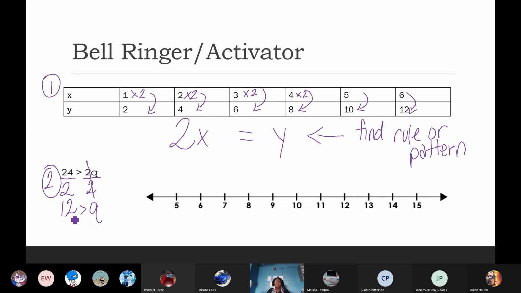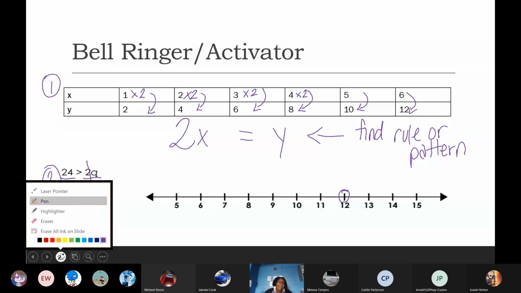Remember, with an inequality, we get more than one solution. It's not like an equation. So now we have to graph this. What this is telling us is 12 is greater than any number. So on my graph, I would put a circle over my 12 and then shade any number less than 12.